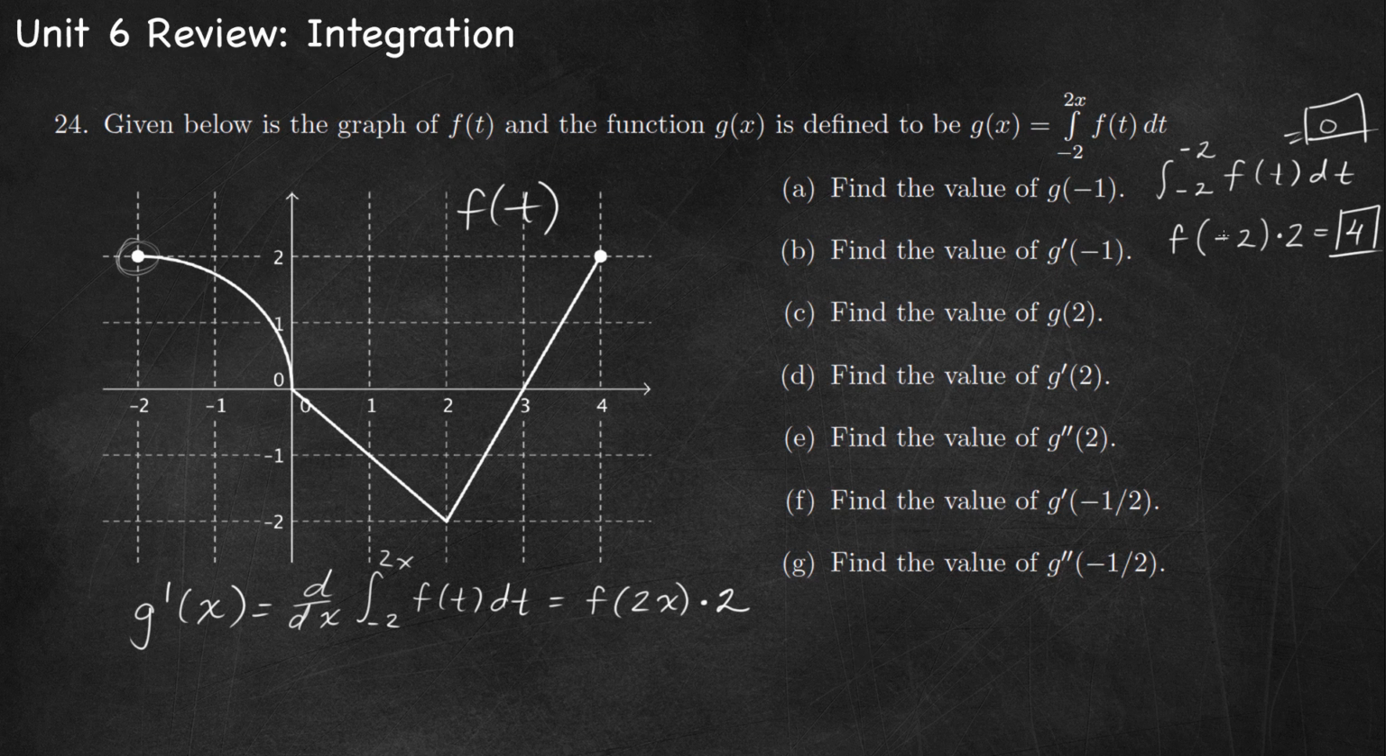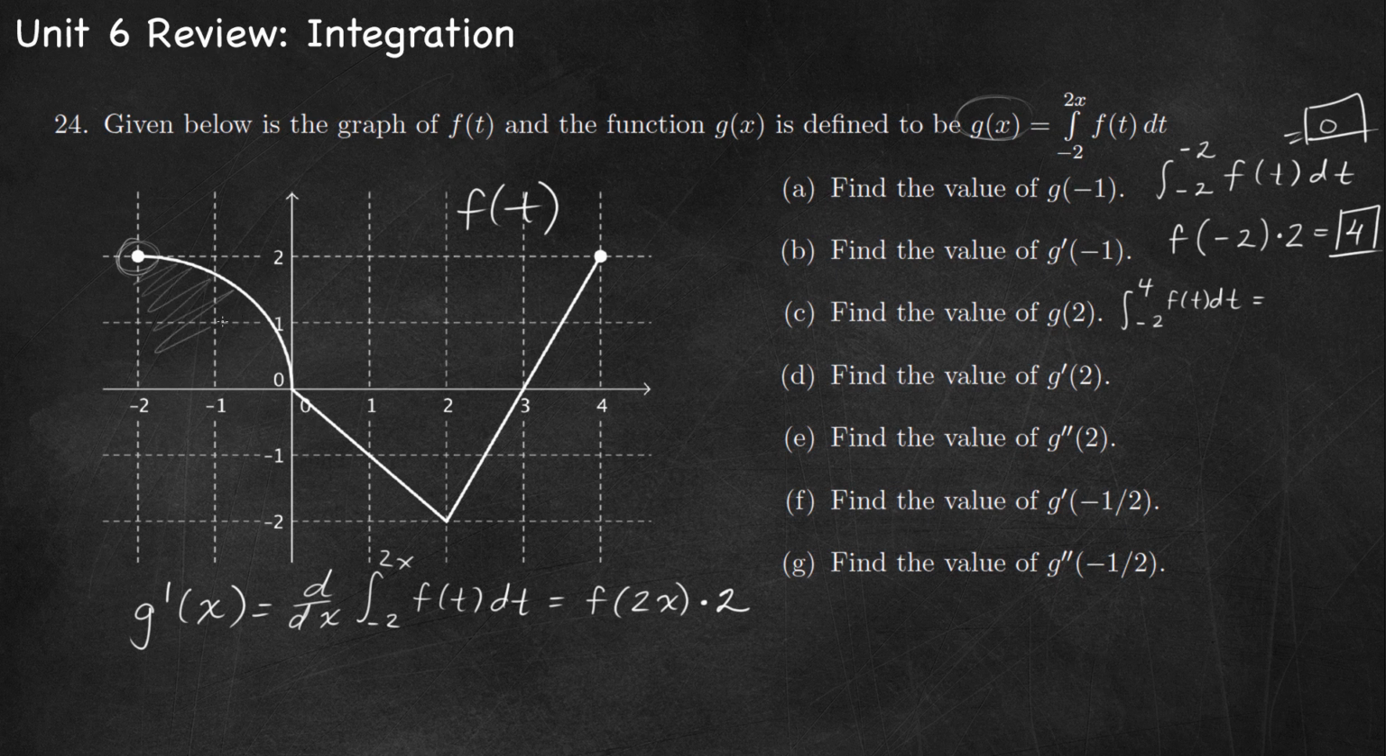G of 2, coming back to my equation for g of x, and I'm subbing in 2. So that's going to be the integral from negative 2 to 2 times 2, so from negative 2 to 4, of f of t dt. That's the area under f. We have the graph of f, so now we're going to find the area from negative 2 to 4.